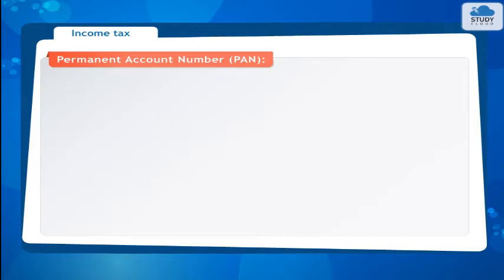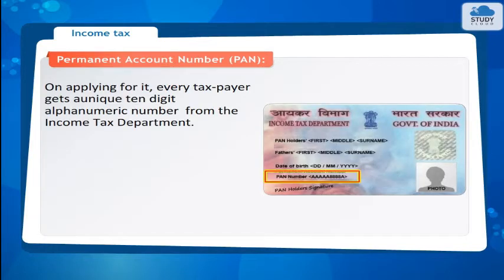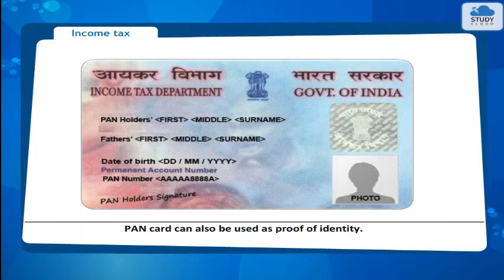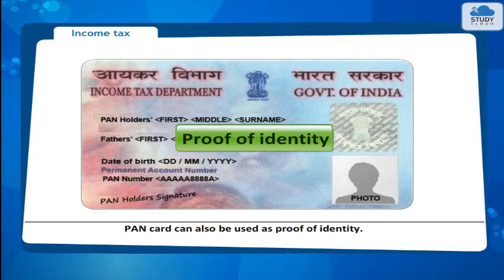Permanent account number, PAN. On applying for it, every taxpayer gets a unique 10-digit alphanumeric number from the Income Tax Department. We are required to mention this number in many important documents and financial transactions. PAN card can also be used as proof of identity.